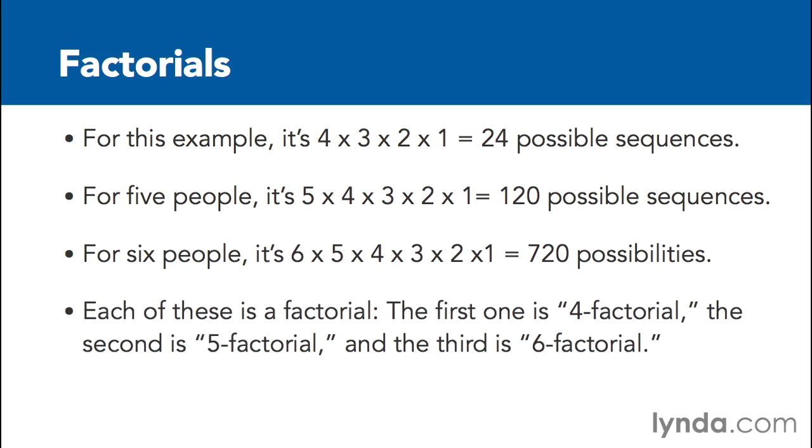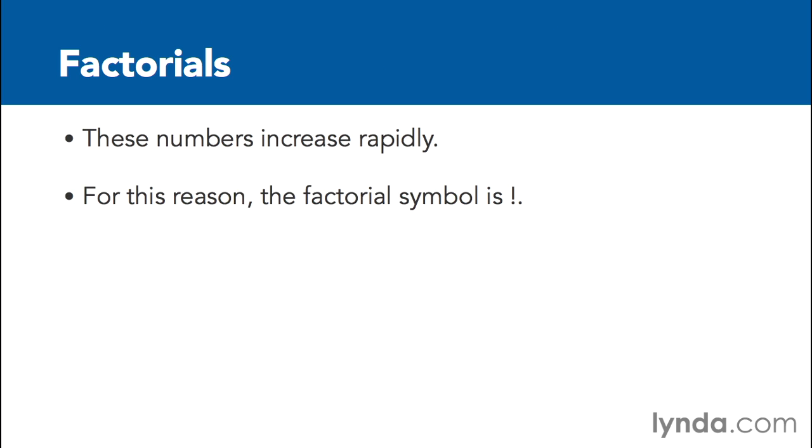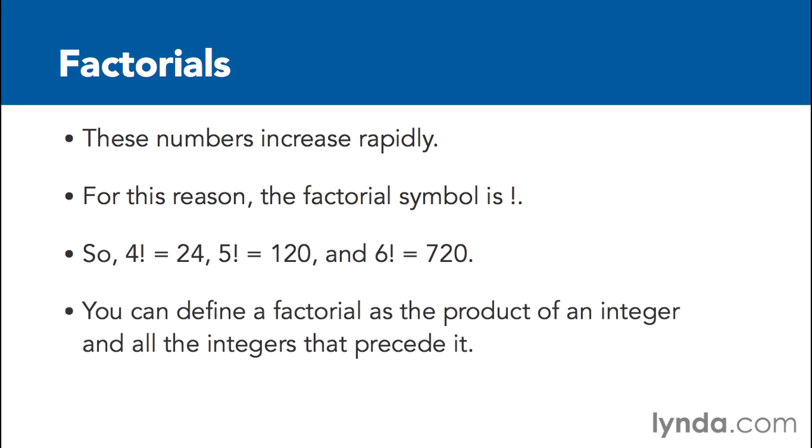Each of these is a factorial. The first one is 4 factorial, the second is 5 factorial, and the third is 6 factorial. As you can see, these numbers increase rapidly. That's why mathematicians use the exclamation point as the symbol for a factorial. So 4 factorial is 24, 5 factorial is 120, and 6 factorial is 720. An easy way to define a factorial is that it's the product of an integer, a whole number, and all the integers that are smaller. That means we'll need a definition for 0 factorial, and that's 1.